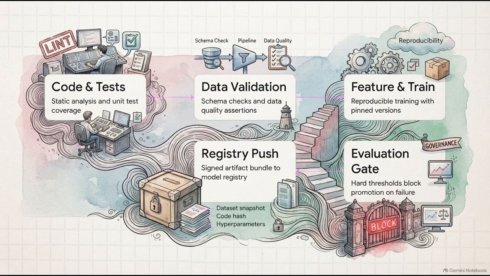Step 3 is reproducible feature engineering and training, locking in those pinned library versions. Step 4 is your ultimate safety net, the evaluation gate. This is where hard thresholds like maximum P99 latency or fairness deltas can completely block promotion. And finally, Step 5, pushing a signed artifact bundle to the model registry. This bundle has everything: a dataset snapshot, the code hash, hyperparameters, and the model binary itself.